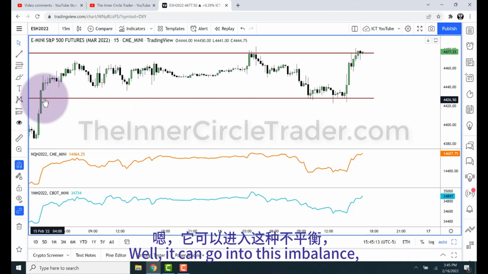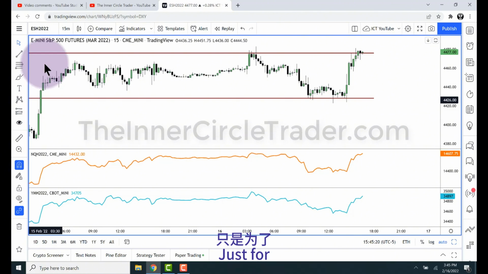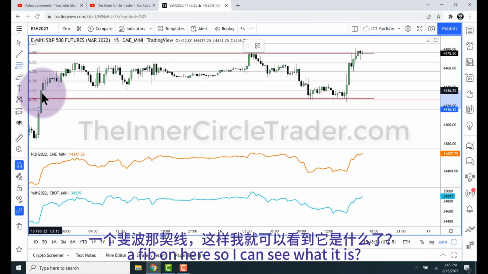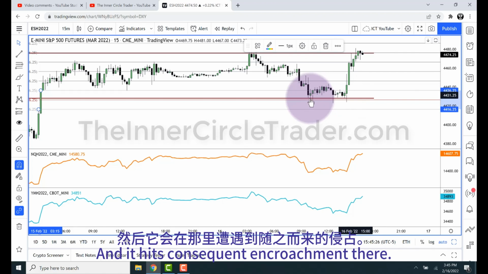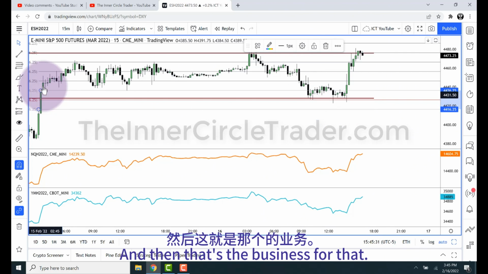Well, it can go into this imbalance. Maybe consequent encroachment. Maybe. Because it would be just a little bit past that. Just for completeness' sake, some of you are probably thinking, why don't you just put a fib on here so I can see what it is? And it hits consequent encroachment there. Goes a little bit past it there. Notice that? And then that's the business for that.